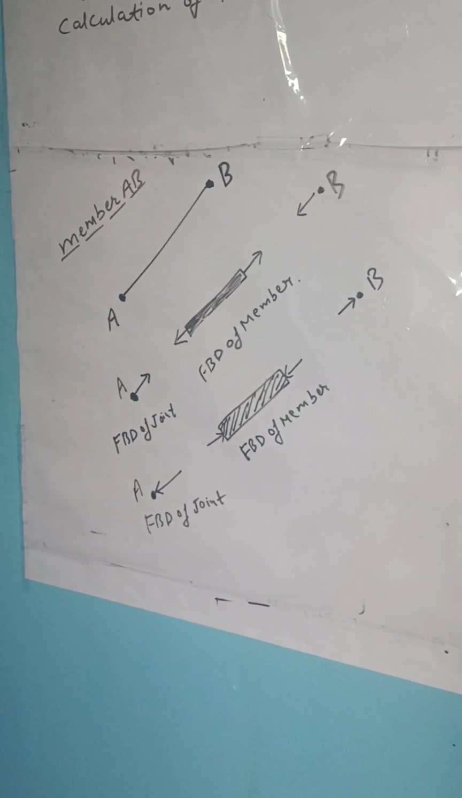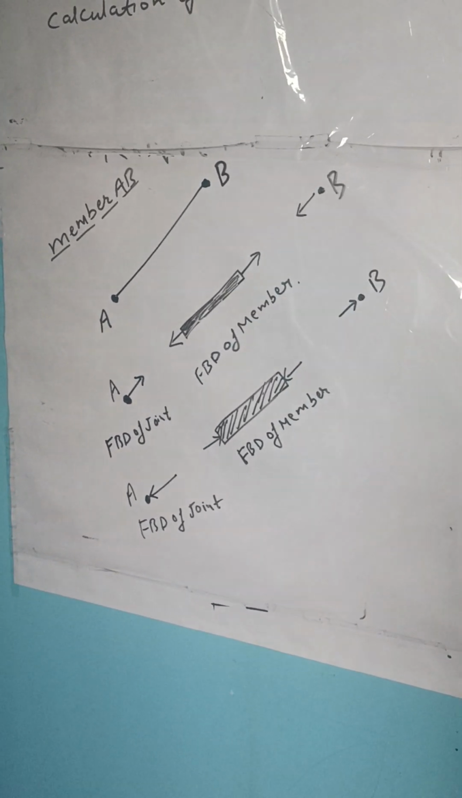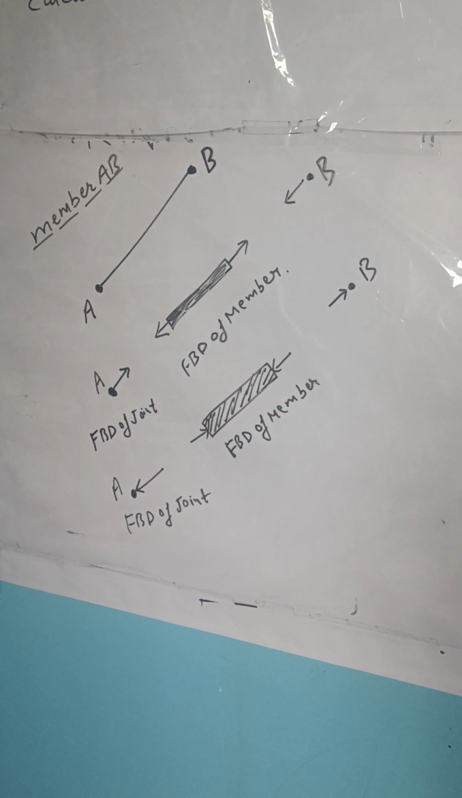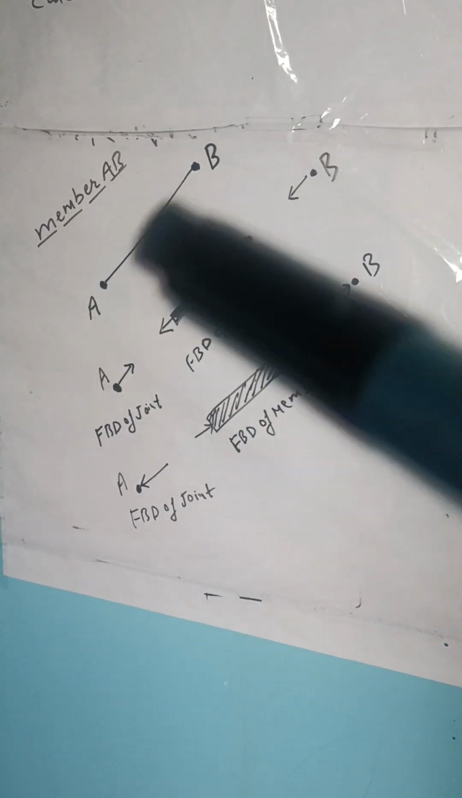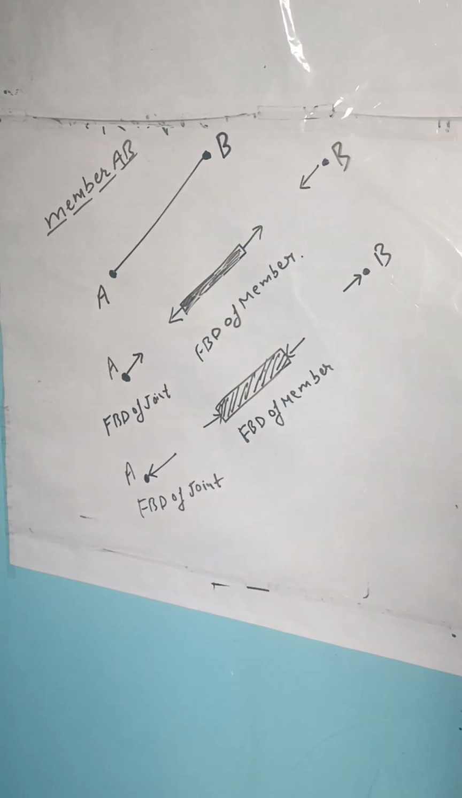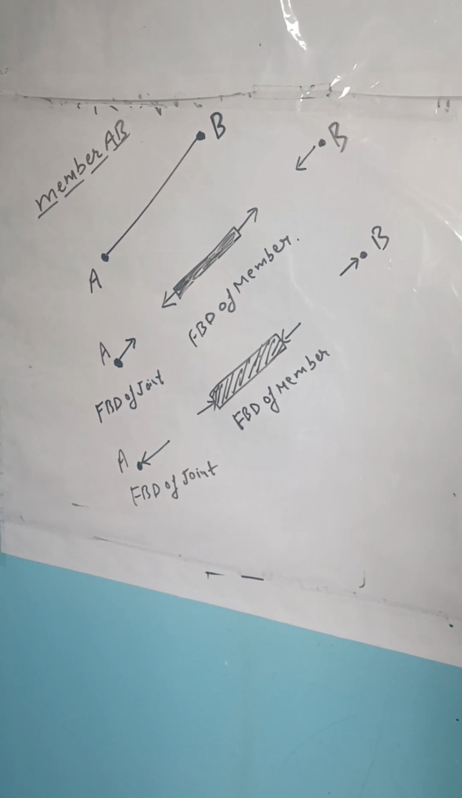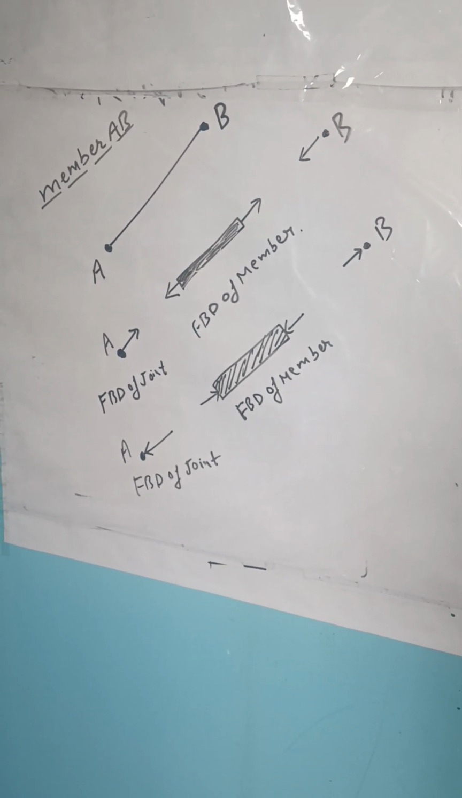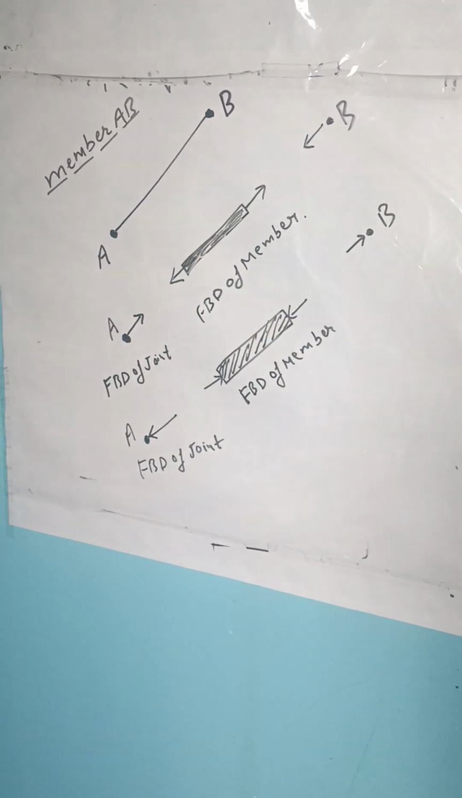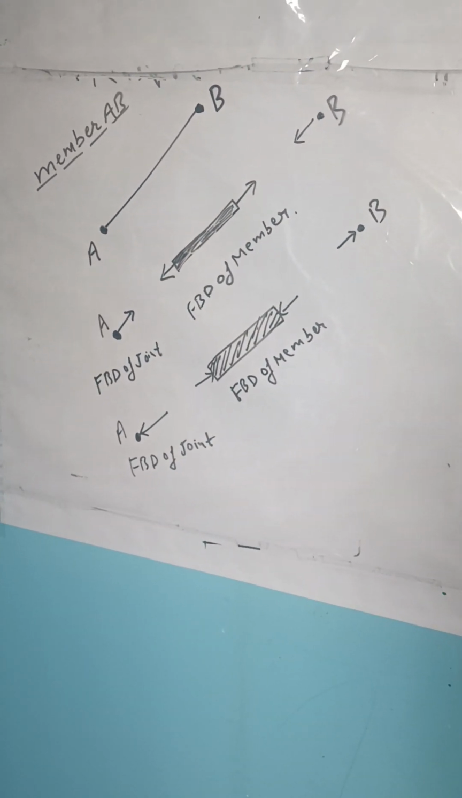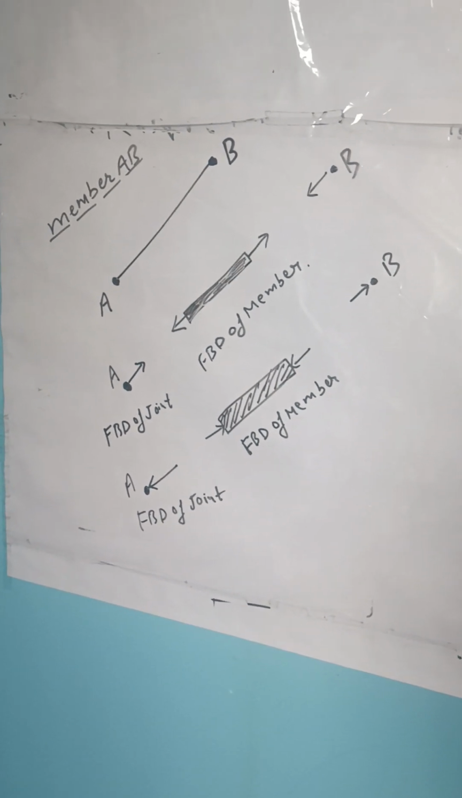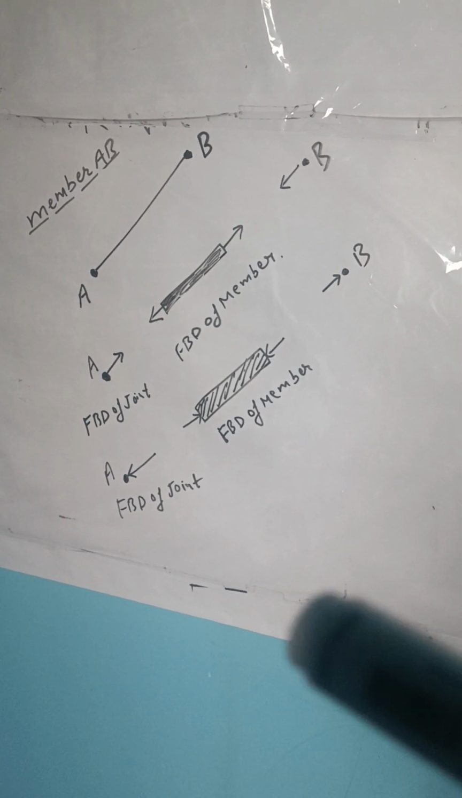So friends, now look, I told you in the last video that if AB is one member and A and B are the joints, if the member is pulling the joint, or the force is coming away from the joint, then it is tensile in the member. So now I will disclose the fact why it is like that.